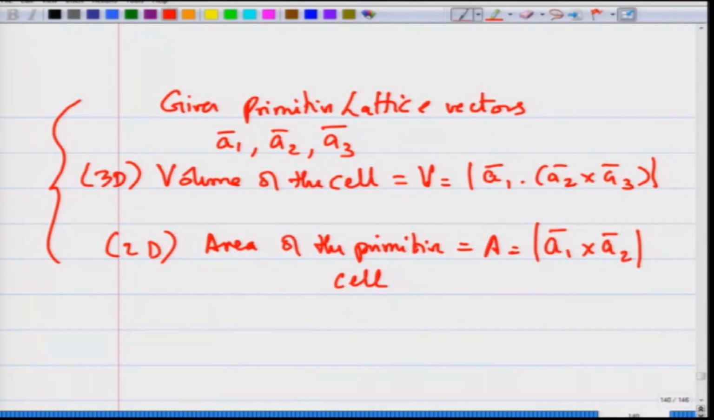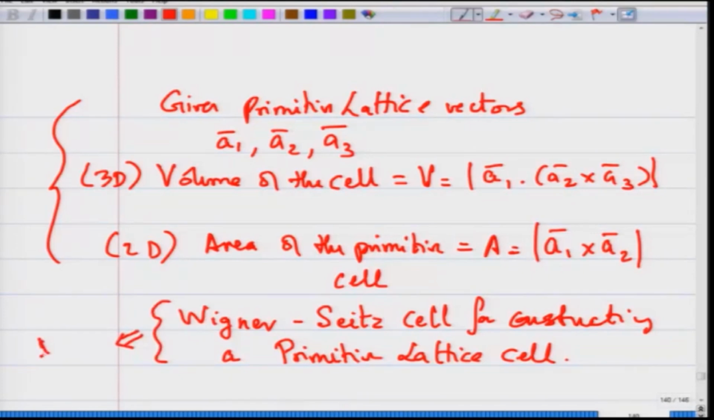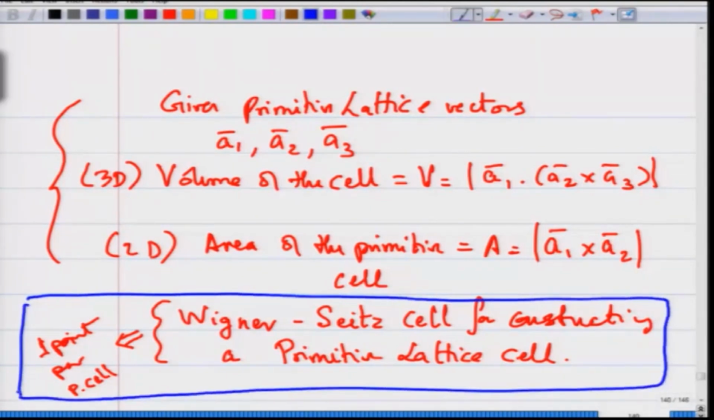But there is another way to also do it, and there is a standard procedure, and that is called the Wigner-Seitz cell for constructing a primitive lattice cell. And actually this construction will immediately show you that there is going to be 1 point per primitive cell. So, what is the Wigner-Seitz construction? This is a procedure given to construct the primitive cell. It is just one of the ways for constructing the primitive lattice cell given a collection of points in the Bravais lattice, and the way to do it is the following.